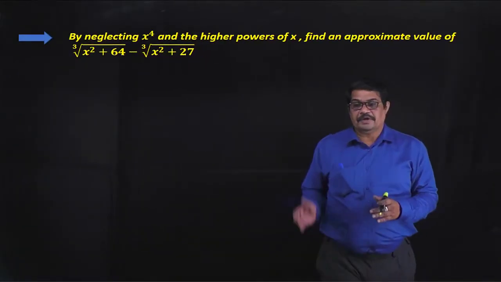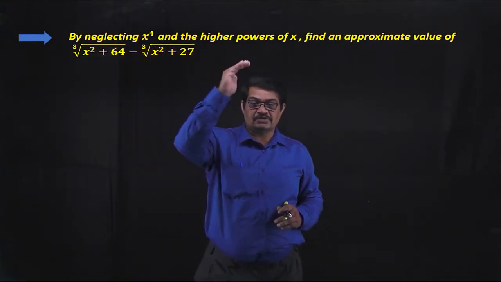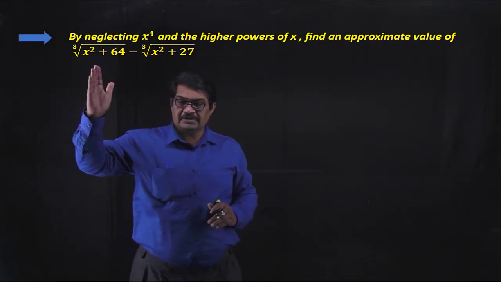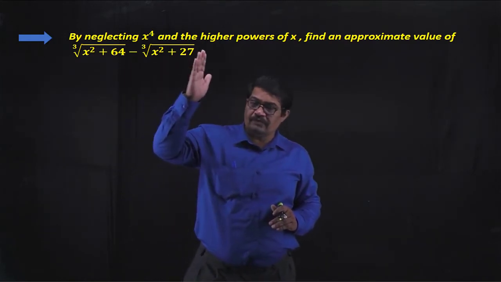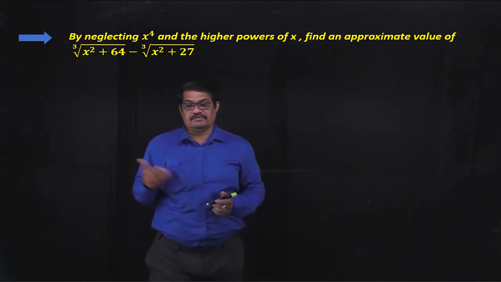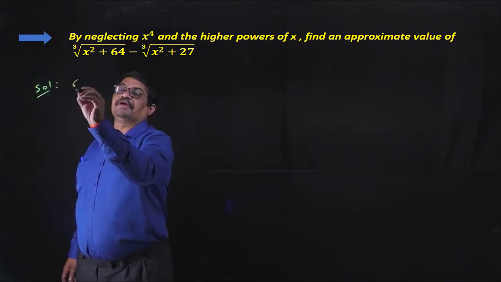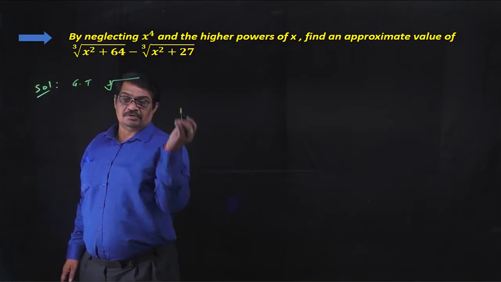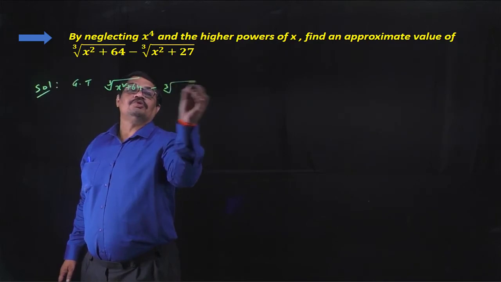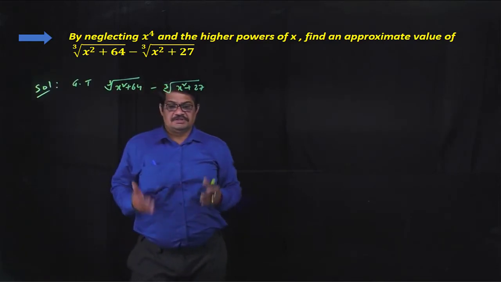Okay, see the problem. By neglecting x to the power of 4 and the higher powers of x, find the approximate value of cube root of (x square plus 64) minus cube root of (x square plus 27). So now I have to find the approximate value of this given expression. Okay, see the solution. So the given expression is cube root of (x square plus 64) minus cube root of (x square plus 27).